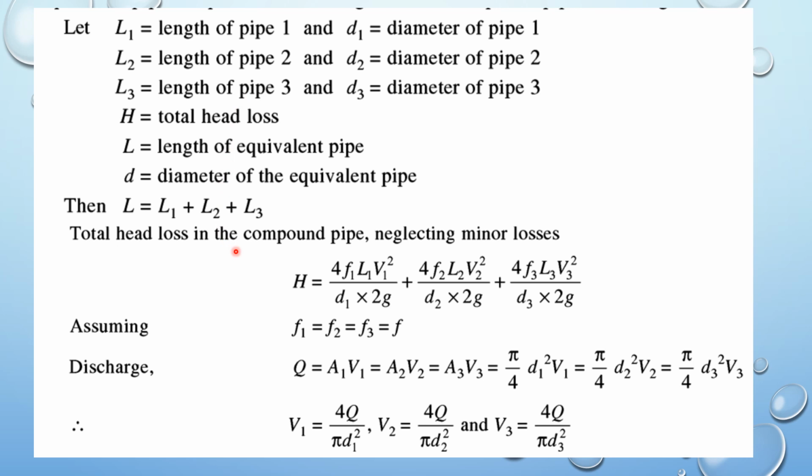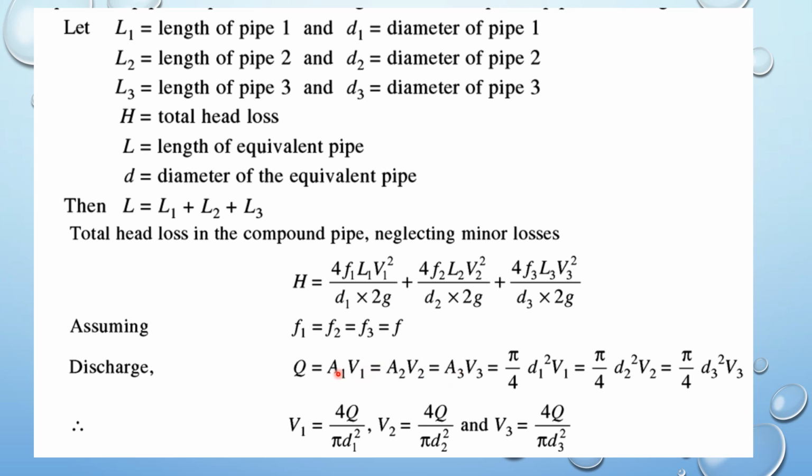Now the total head loss in compound pipe, neglecting the minor losses, will be the sum of all these, that is H will be HF1 plus HF2 plus HF3, where HF is the head loss due to friction, 4FL V square by 2GD. We already know that the coefficient of friction, small f, will be the same for all the pipes. So f1 is equal to f2 is equal to f3, that we are calling small f, and Q is equal to A1 V1, A2 V2, A3 V3. This is the condition for series connection of the pipe.